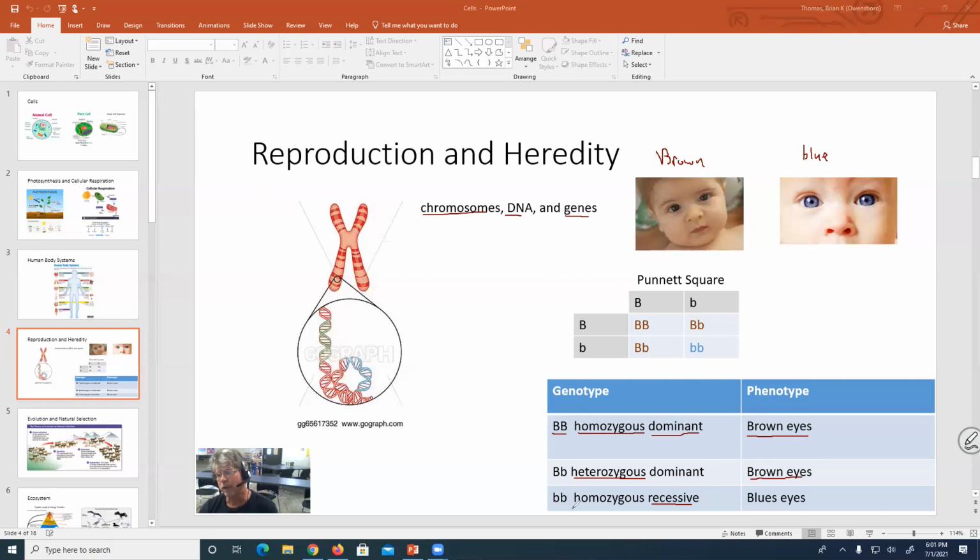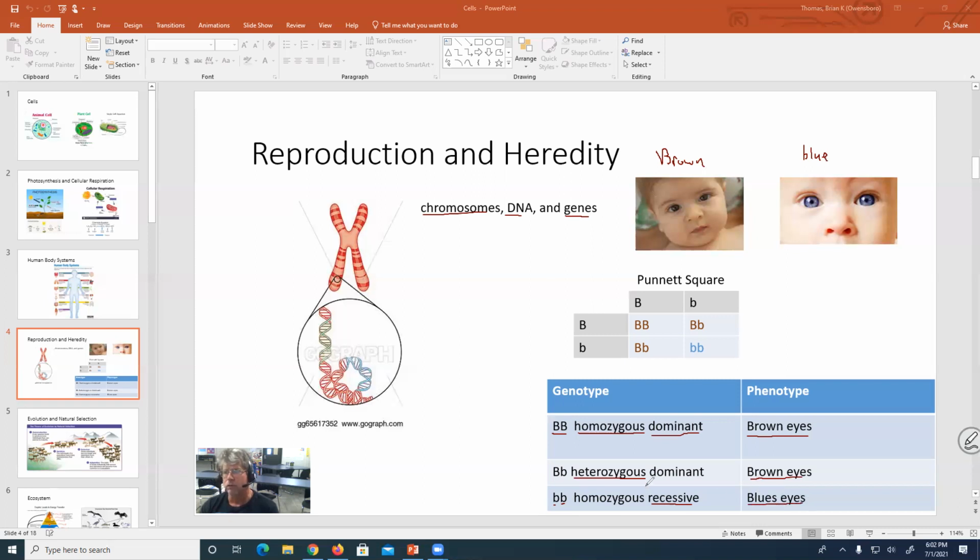Now, to have blue eyes, you actually have to be what we call homozygous recessive. Recessive means you have not the dominant trait, but the non-dominant trait. Homo, again, means same. So there's only one scenario to have blue eyes, and that is you have to have only the recessive trait. That means you have to have two little b's. If you have two little b's, then you have blue eyes.